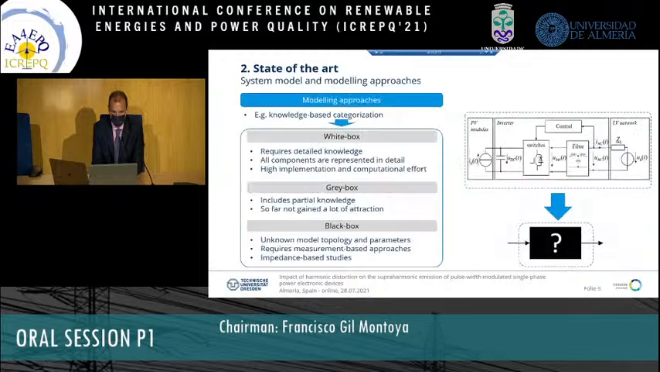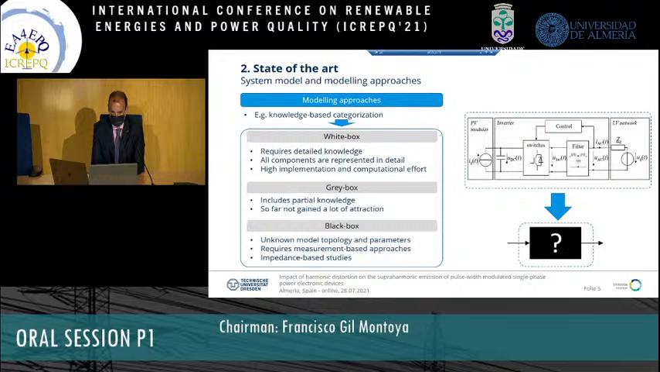Just as a brief overview of the state of the art, when we come to modeling approaches, we have 3 different approaches that we can categorize based on the available knowledge. First, the white box model, which requires a lot of detailed knowledge. Basically, we have to know all internal parameters and the structure, so we can represent this device in a high degree of detail. And this leads to a high implementation effort, and of course, when we perform such studies, also a high computational effort.